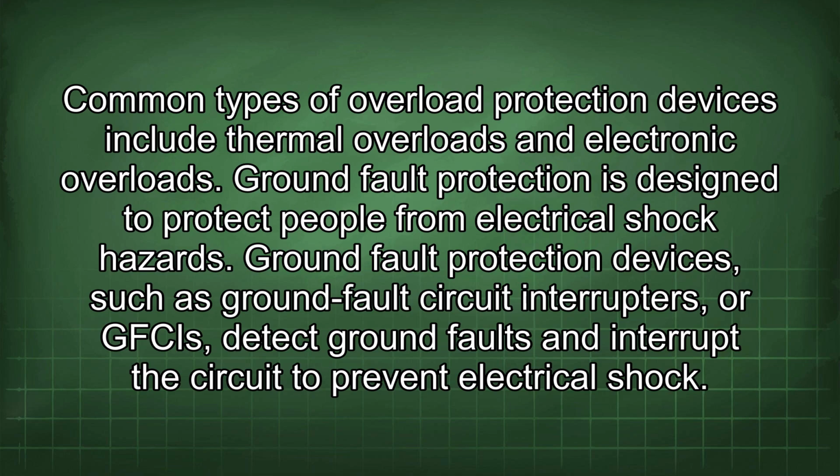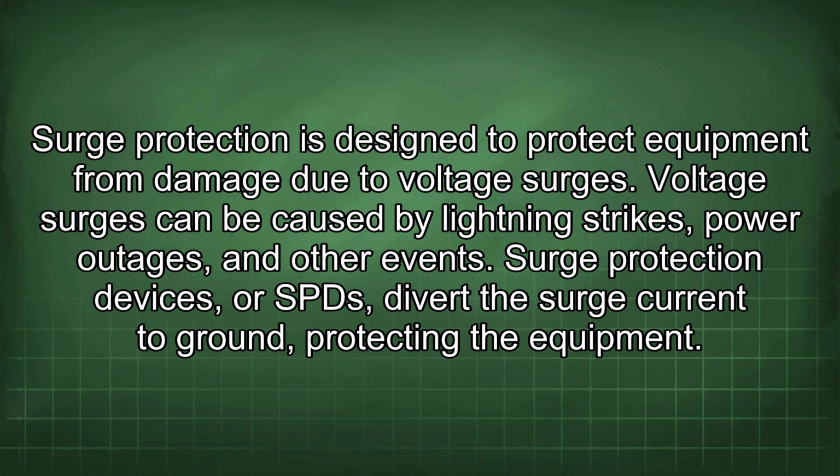Ground fault protection is designed to protect people from electrical shock hazards. Ground fault protection devices, such as ground fault circuit interrupters, or GFCIs, detect ground faults and interrupt the circuit to prevent electrical shock. Surge protection is designed to protect equipment from damage due to voltage surges.